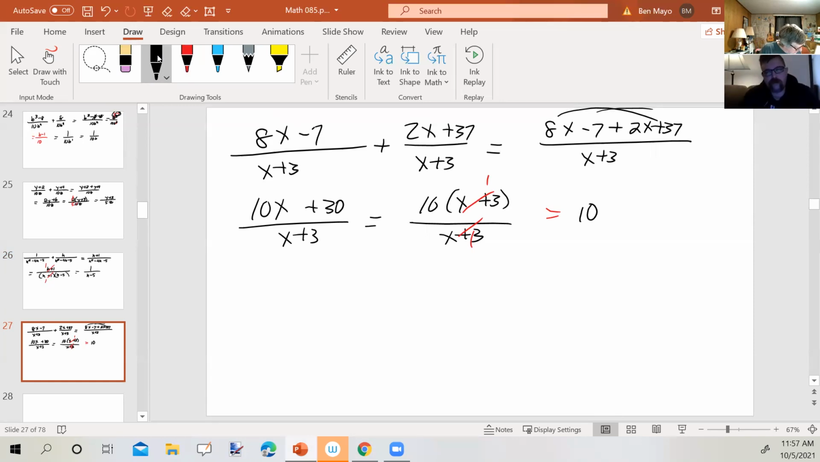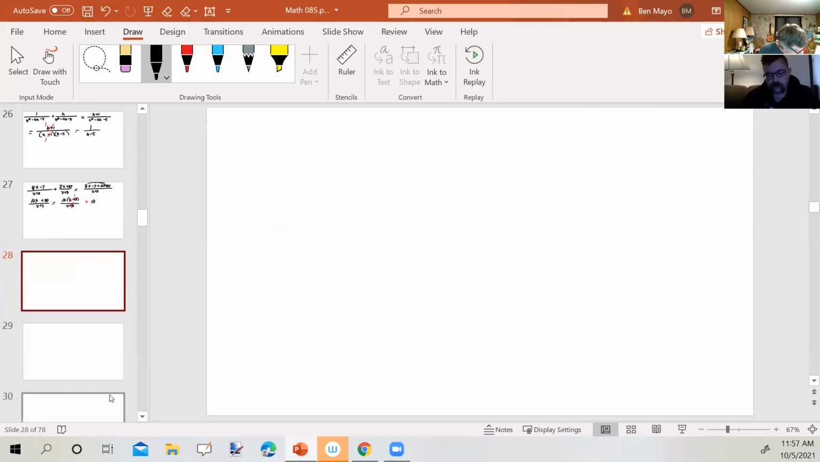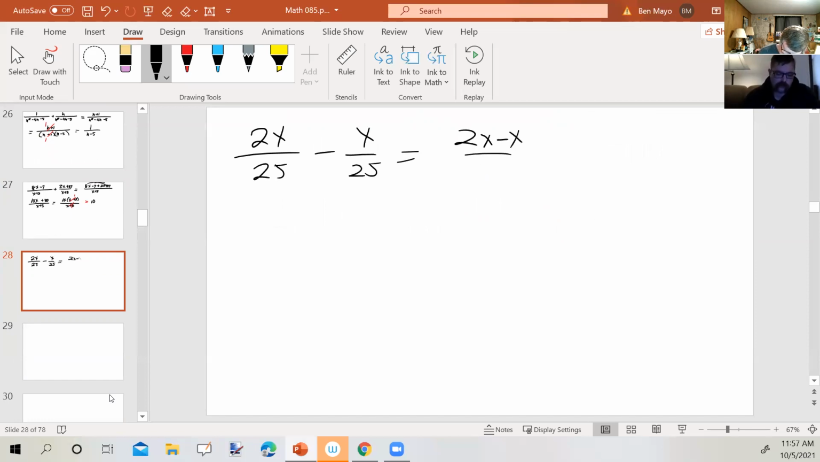Okay. Well, addition is great. Subtraction, we have to be really careful, and we'll get to what I'm talking about here eventually. Let's start out with something basic. 2x over 25 minus x over 25 would be 2x minus x over 25, which is x over 25.